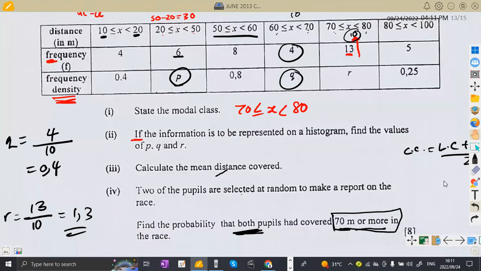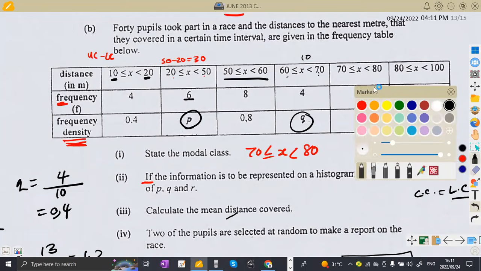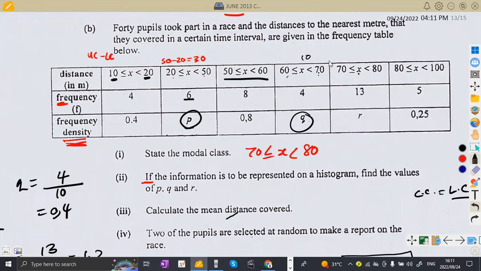Where do we have 70 or more? If we cross-check on our diagram here, we have 70 or more where x is greater than or equal to 70. So we need from 70 up to the last one. We're going to add these in this region, which is 13 and this 5. So 13 plus 5, that's 18. So we have 18 students who covered 70 or more. There were 18 of them.